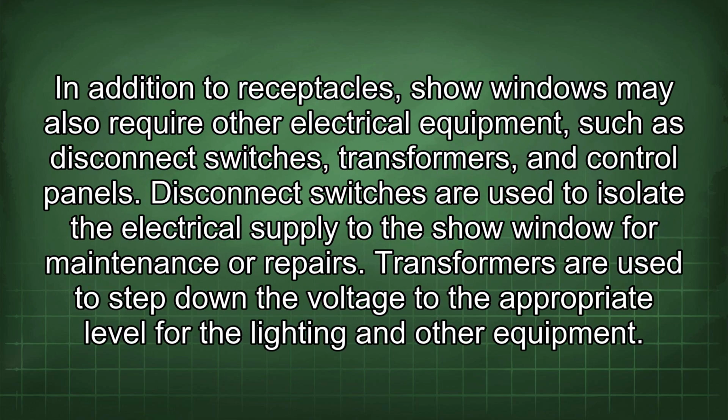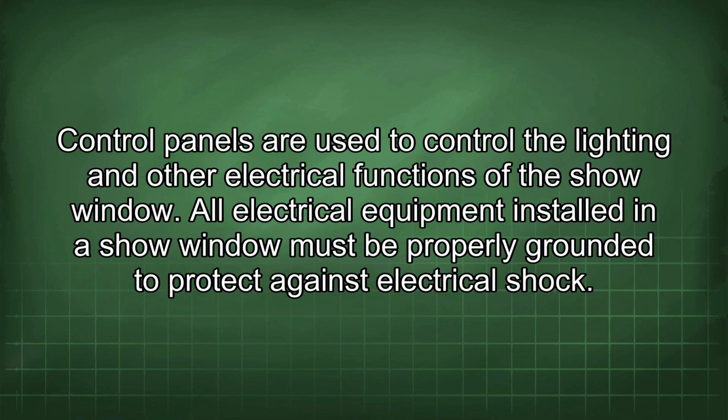In addition to receptacles, show windows may also require other electrical equipment, such as disconnect switches, transformers, and control panels. Disconnect switches are used to isolate the electrical supply to the show window for maintenance or repairs. Transformers are used to step down the voltage to the appropriate level for the lighting and other equipment. Control panels are used to control the lighting and other electrical functions of the show window.